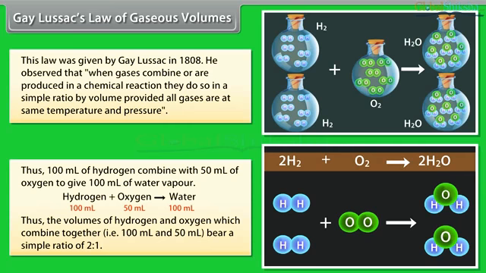Hydrogen plus oxygen gives water. 100 ml plus 50 ml gives 100 ml. Thus, the volumes of hydrogen and oxygen which combine together, that is 100 ml and 50 ml, bear a simple ratio of 2:1. Avogadro law.